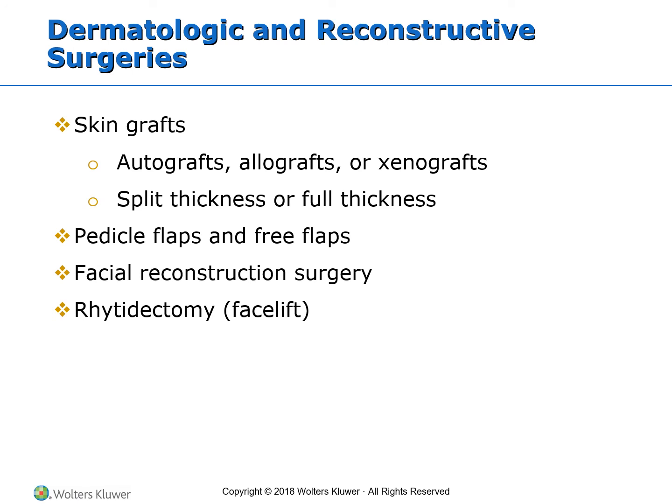They can do the autograft, allograft, or xenograft. Autograft is when the donor site is actually from your own body. So the patient's own skin is taken from one area of the body and put to another area of the body. Allograft is taken from another human, so same species, and xenograft is from an animal, and it's usually a pig.